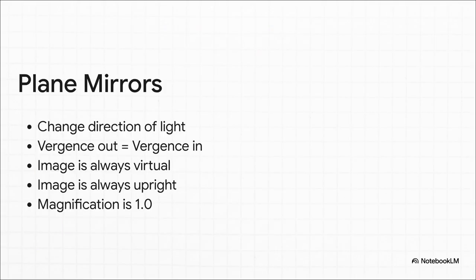For your written boards, you need to lock in these invariable traits of a plane mirror. Let's think through the actual physics here. A flat mirror changes the direction of light, but it never alters the vergence. Vergence in literally equals vergence out. And because of that, a plane mirror always creates an image that is virtual, meaning we have to use dashed extended rays behind the mirror to locate it, and it's always upright. Your magnification is always exactly 1.0, and your object to mirror distance perfectly equals your image to mirror distance. It's just a clean one-to-one reflection.